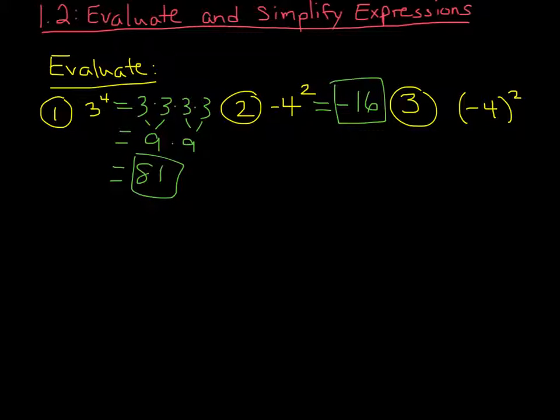However, in number 3, the negative and the 4 go together, and you're actually going to do (-4) to the second, which means you do -4 times -4, which gives you positive 16. Just make sure that you know the difference between number 2 and 3. I will ask you a question like that on a test or a quiz.